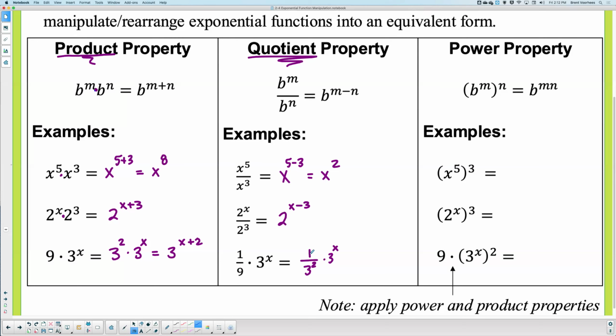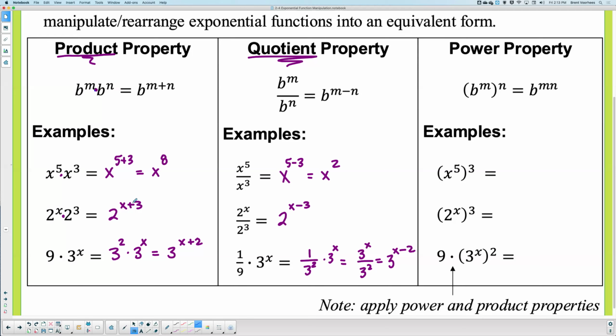I'm going to simplify. When you have a fraction and you're multiplying, that means multiply the numerator, divide the denominator. You could rewrite this as 1 times 3 to the x. What is 1 times 3 to the x? 3 to the x over 3 squared. And now I could do the quotient property. 3 to the x divided by 3 squared is 3 to the power of x minus 2. Very good. That's the quotient property.